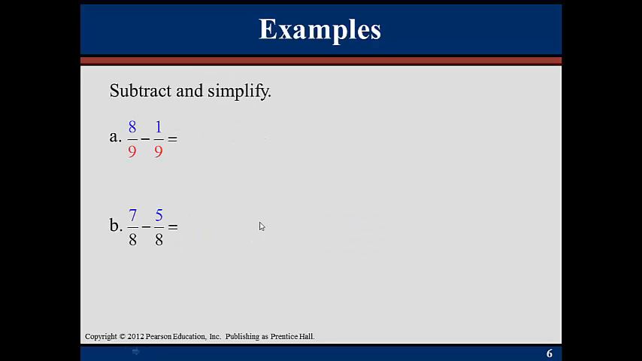Now let's subtract and simplify. So we have 8/9 minus 1/9. Again, keep the bottom number, which is 9. And then we're going to do 8 minus 1, which is 7/9.